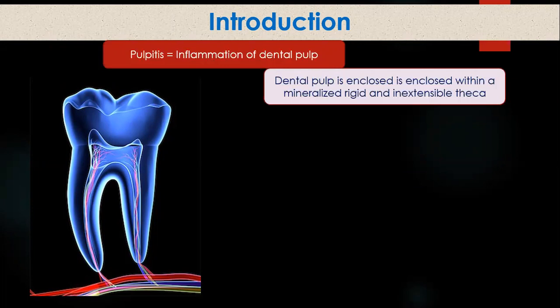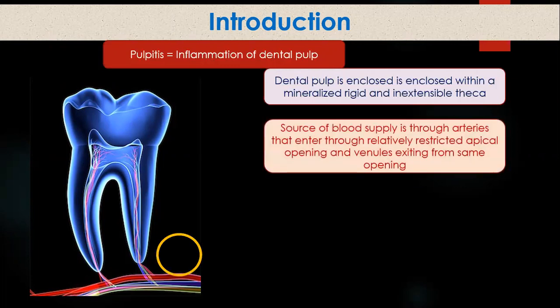But it's always that the dental pulp is enclosed within a mineralized rigid space and it is inextensible, right? If we have a normal swelling on skin, we can get edema. But in such cases, it is already rigid, so there are no chances of edema in cases of pulpal inflammation. So this is the one aspect which leads to decreased pulpal resistance for its healing capacity.